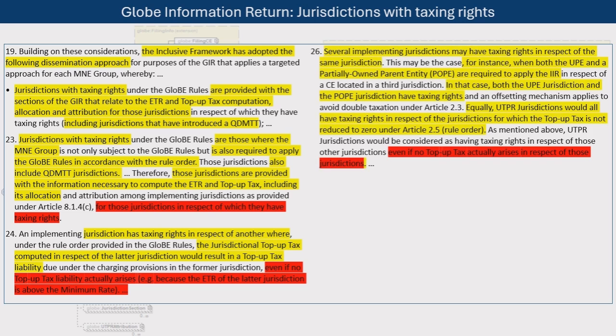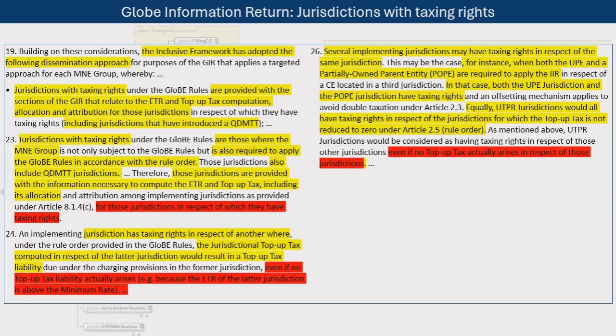And then paragraph 26 says, several implementing jurisdictions may have taxing rights in respect of the same jurisdiction, for instance, where both the UPE and a partially owned parent entity are required to apply the IIR. In that case, both the UPE jurisdiction and the POPE jurisdiction have taxing rights and an offsetting mechanism applies. Equally, UTPR jurisdictions would all have taxing rights in respect of the jurisdictions for which the top-up tax is not reduced to zero under Article 2.5, even if no top-up tax actually arises in respect of those jurisdictions.